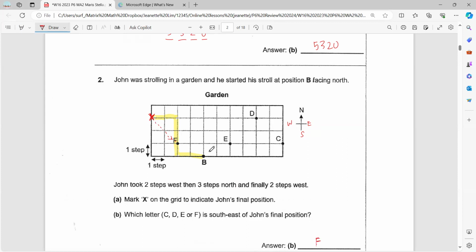We do not accept B because although generally, yes, it looks like it's southeast, right? But southeast will be exactly cutting diagonally across one square. Okay, so southeast is actually like here. So B would not be part of southeast.